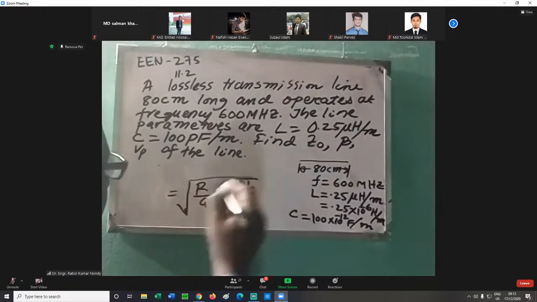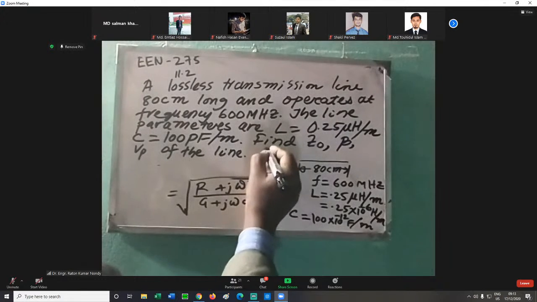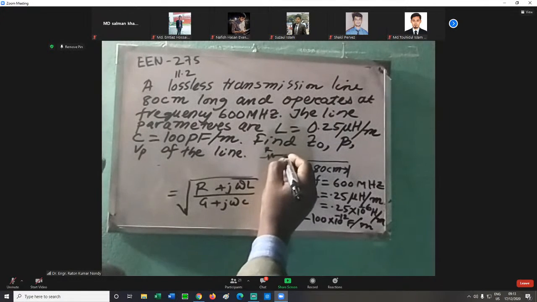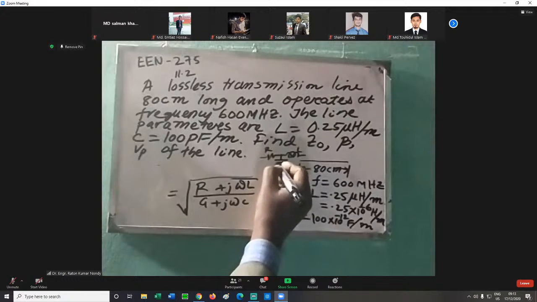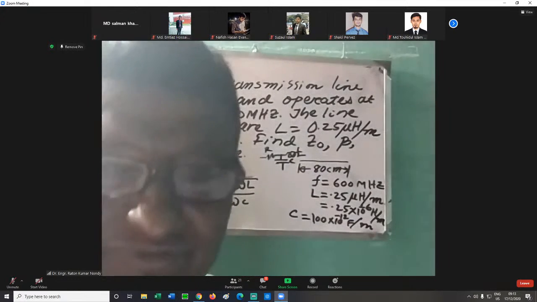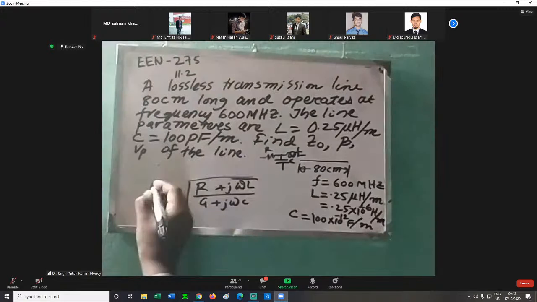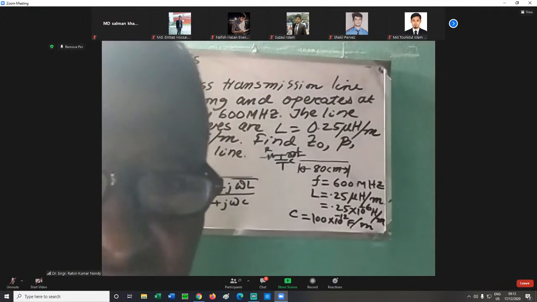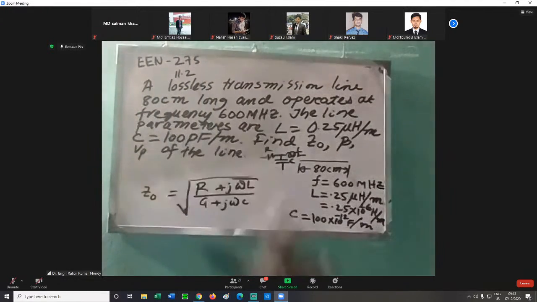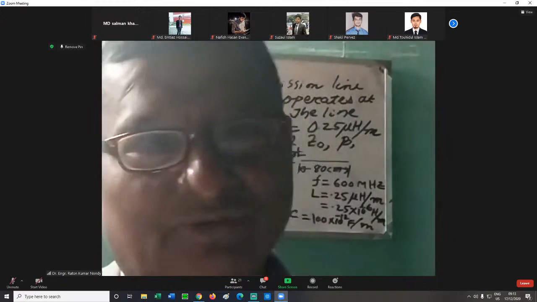R plus J omega L. The transmission line is like that. That is R, and that is L, and there is a capacitor C. All these parameters are known to you, so that equation will come. That equation will be required for doing that problem. But I am reducing the equation, since it is a lossless line, as I told you.